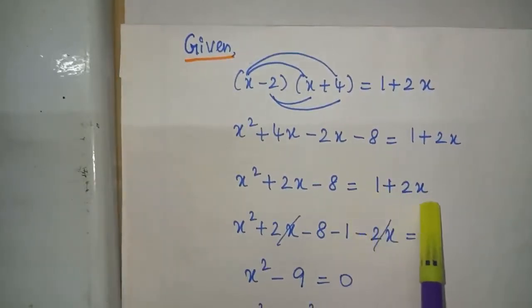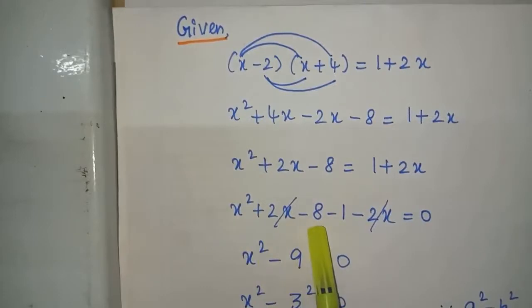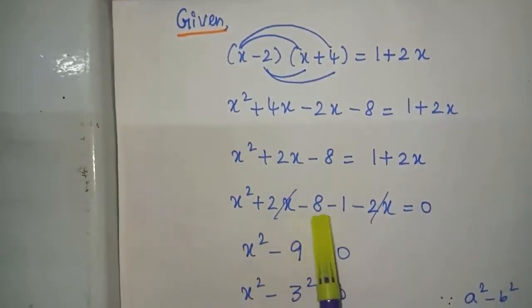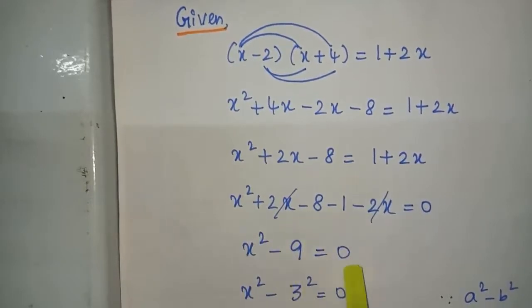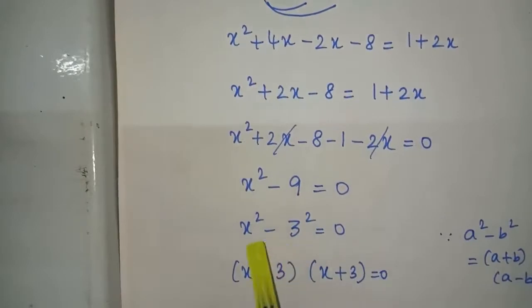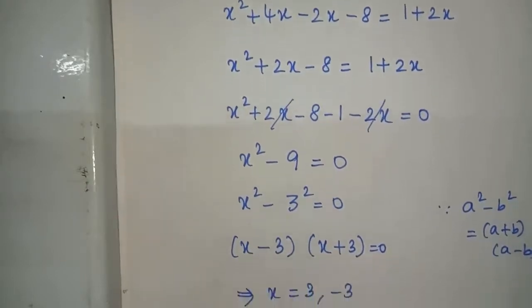So we are shifting this to the left hand side. x square plus 2x minus 8, plus 1 will become minus 1, and plus 2x will become minus 2x, is equal to 0. Plus 2x minus 2x gets cancelled. x square minus 8 minus 1 is minus 9, is equal to 0. 9 is nothing but 3 square. So it is in the form of a square minus b square, which is nothing but a plus b into a minus b. So x minus 3 into x plus 3 is equal to 0.